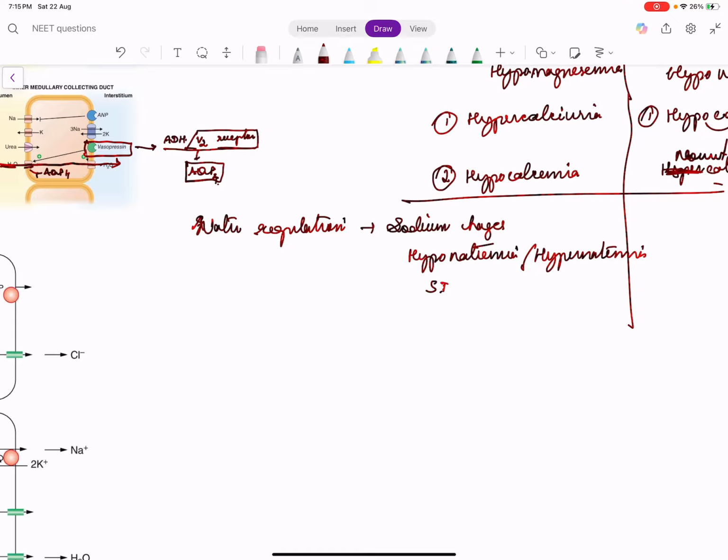Hyponatremia can occur with excess antidiuretic hormone production, syndrome of inappropriate excess antidiuretic hormone. I told you ADH controls water regulation only. So when water is absorbed more, right? When water is absorbed more, sodium gets diluted, right? So sodium changes are actually due to problems with water regulation or vasopressin problem or ADH problem. So SIADH causes excess water reabsorption and hyponatremia. On the contrary, deficiency of ADH causes diabetes insipidus, which causes hypernatremia.